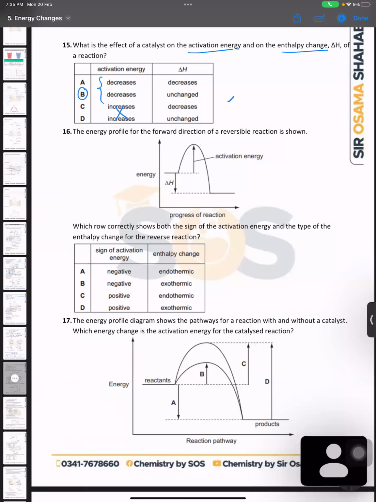Let's see. They are saying that the energy profile for the forward direction of a reversible reaction is shown. This is saying forward direction, right? And which row correctly shows both the sign of the activation energy and the type of enthalpy change for the reverse reaction. They have reversed it completely. They are saying think of it in reverse. So if you talk about reverse, brother, this is your reactant and this is the product. This is an exothermic reaction. And if you are making it reverse, then this becomes the reactant and this becomes the product, so this becomes an endothermic reaction. And if you talk about endothermic reaction, the activation energy is always positive for that. So the right answer should be C, sir. C should be the right answer. Okay, good one. Okay, the word reverse was very important here, notice that.